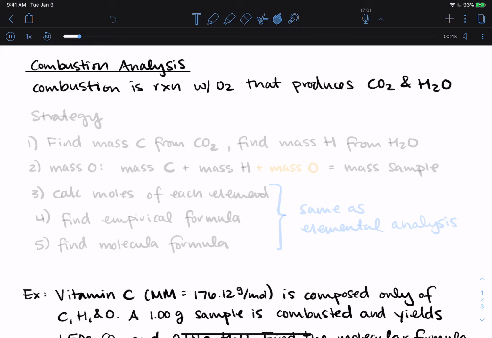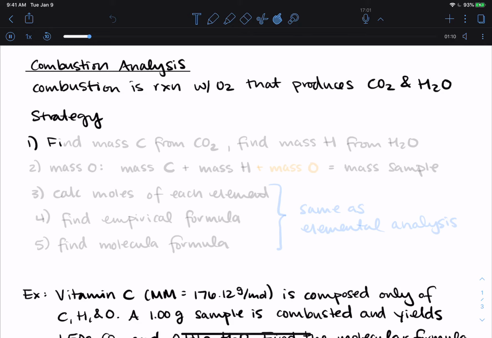What we're going to do here is use the information that you get out of this reaction to figure out what was in our original compound. So like with elemental analysis, I'm going to give you the strategy, and then we're going to work through an example. So the strategy, we will be given some amount of carbon dioxide and water.